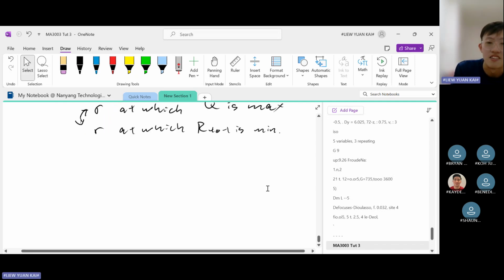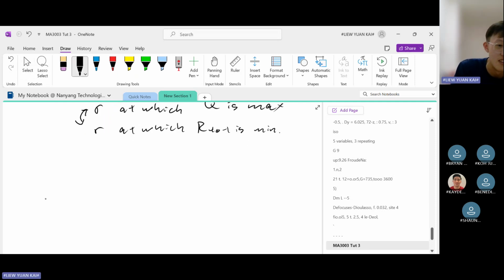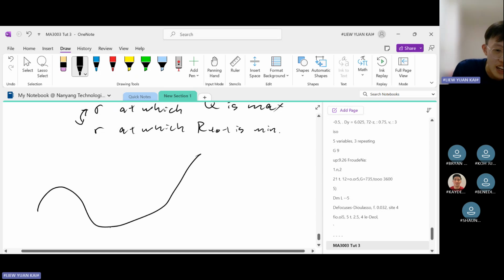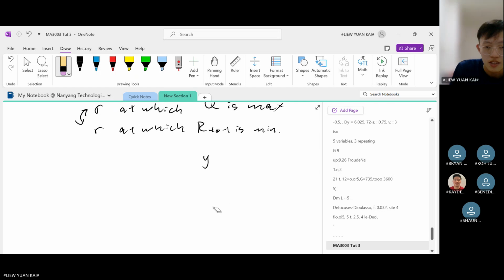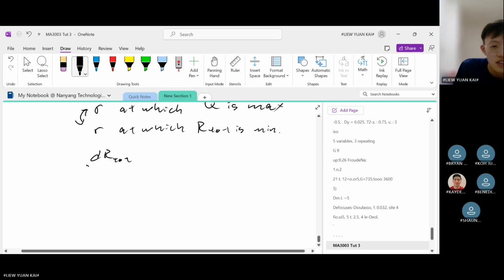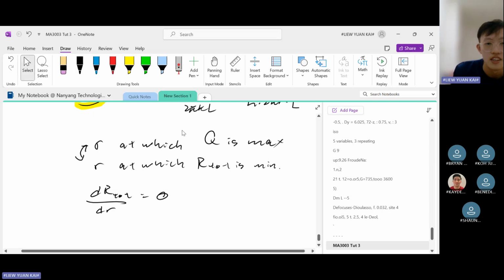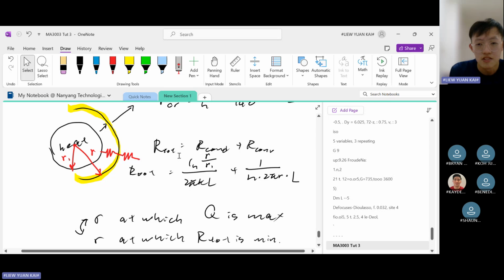Remember in just basic high school differentiation. Let's say I have this graph, and I want to find this point where it's minimum. So what will you do? This is given by y. What you will do is dy dx equal to 0, and then solve for the value of x. This is exactly what we're going to do here. So in this case, we do dR total dr equals 0 and solve for the value of r. So this is my R total.